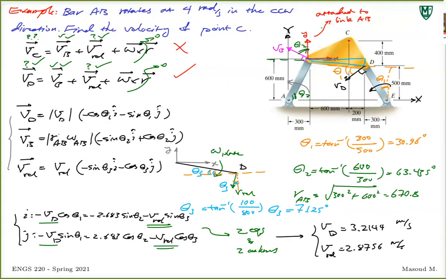There is one more step we have to take because now we know the velocity of D and V relative. But then what? We were looking for the velocity of point C, and that's not what we have. We still have to go one more step. Now, the logic is once you know V relative, it is omega plate times the distance that point D has from the origin. So dividing V relative by that distance, you can find the omega of the plate.